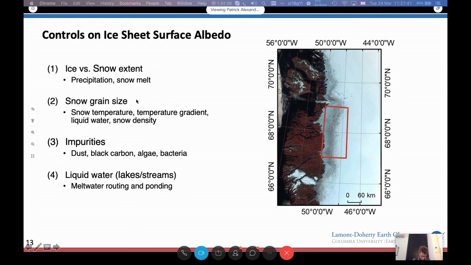As the temperatures warm, you start to get some liquid water in the snowpack, which causes snow grains to grow larger, and that can reduce their albedo, especially in infrared wavelengths. So there's another feedback process associated just with snow albedo. And then we have the purity, as I discussed, and liquid water that can also cause the surface to darken. And there are some other processes like crevasses, which could be important in certain areas.